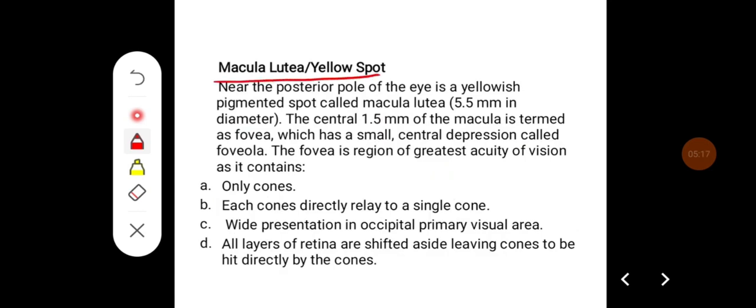Macula lutea or yellow spot. Near the posterior pole of the eye is a yellowish pigmented spot called macula lutea, which measures around 5.5 millimeters in diameter. The central 1.5 millimeter of the macula is termed fovea, which has a small central depression called foveola.